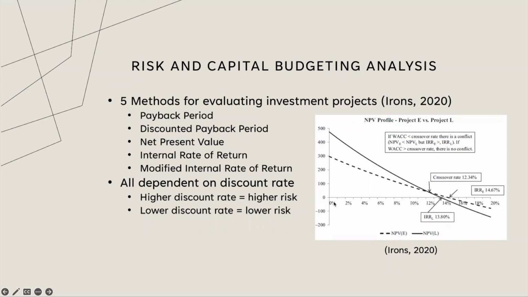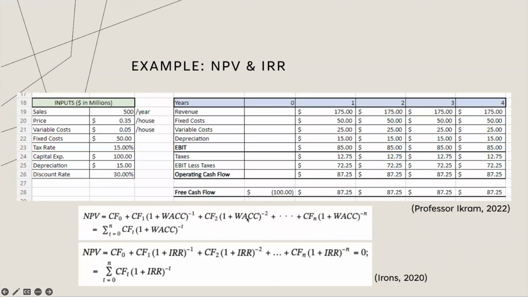As interest or discount rate increases on the x-axis, both net present values decrease and even become negative on the y-axis. By considering discount rate alongside our sensitivity analysis, we can paint a clear picture of probable outcomes for decision makers. So let's look at an example of sensitivity analysis for net present value and internal rate of return.